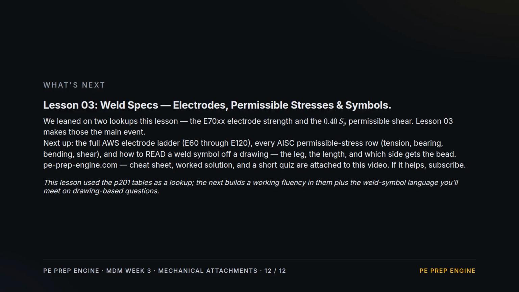Next up, Lesson 3. Weld specs, electrodes, permissible stresses, and symbols. We leaned on 2 lookups this time, the electrode strength and the shear allowable. Lesson 3 makes those the main event. We'll walk the full electrode ladder, every permissible stress row, and how to read a weld symbol straight off a drawing, the leg, the length, and which side gets the bead.